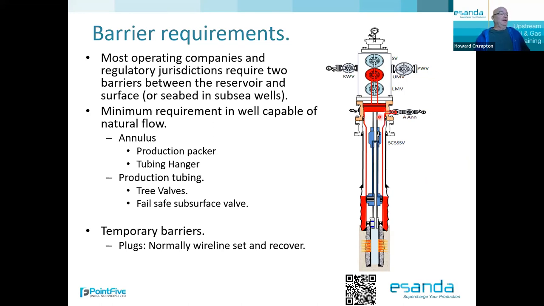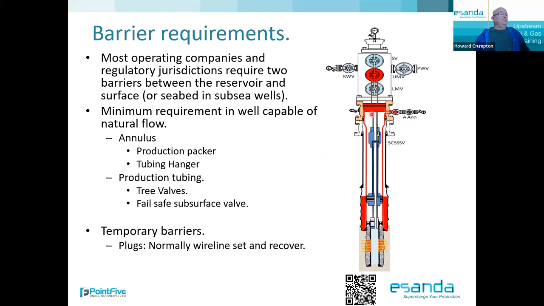And at the top of the well, a second barrier will be my tubing hanger. This sits in the wellhead and it creates a seal. So there's two barriers there. So any well that's capable of producing naturally, and certainly if it's offshore, will have to have a packer, it will have to have a tubing hanger. That's pretty much universal.